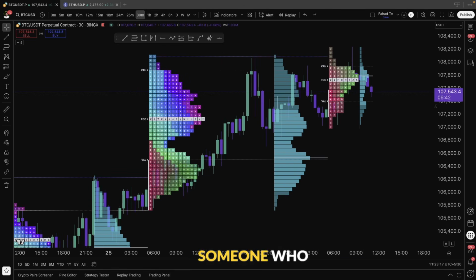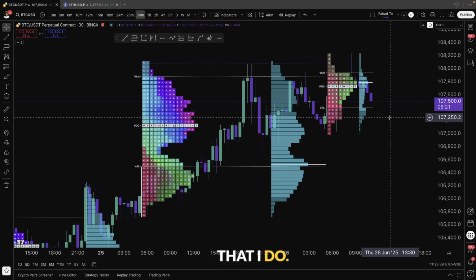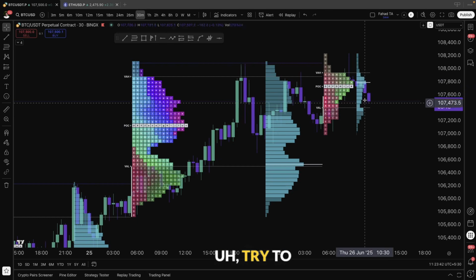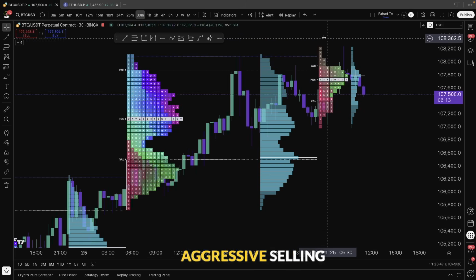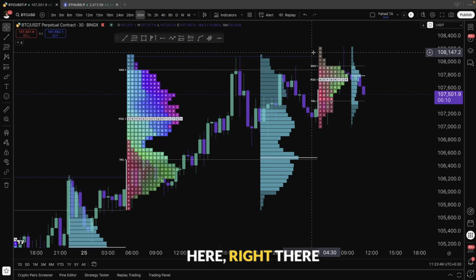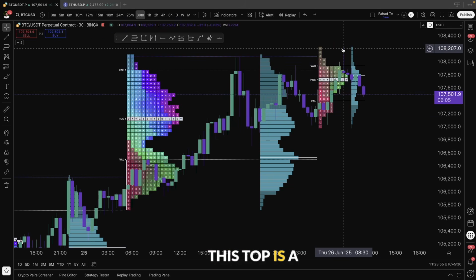Also it shows you, if you're someone who trades on the basis of price action, I would say this tool is a blessing for all of you, because it also shows you whether your current price action is strong or not strong. Is it a good high, is it a strong high, is it a weak high or a poor low or something like that? I'm sure you guys have heard such terms on every live stream that I do, right? But let's try to understand what those poor highs or poor lows are. So every time there is aggressive selling at the top, which you can see right here, there are three blocks and you got to see that aggressive reversal. That means this top is a strong top.